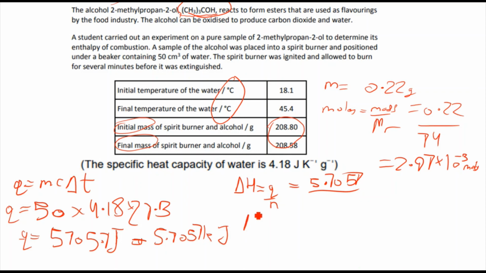So now I can just calculate the enthalpy change, so I can sub the values in. So 5.7057 divided by 2.97 times 10 to the power of minus 3, and this just gets me the enthalpy change of minus. So remember, because the temperature increased from 18.1, it should be minus 1921 kilojoules per mole, and this is how you would answer the calorimetry questions.